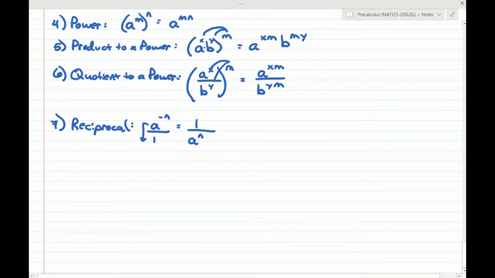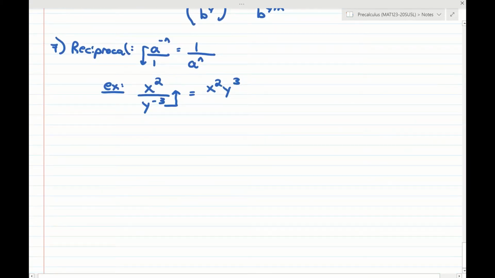So for example, just with this one real quick, if we had like x squared over y to the negative third, well, we want this power to be positive, so let's just bring that to the top. Nothing happens to the x squared, but y does become y to the third. So let's take a look at some examples. I'll ask you to simplify.